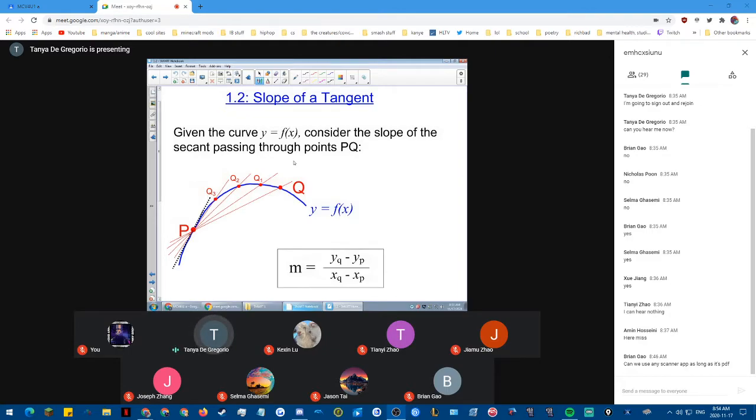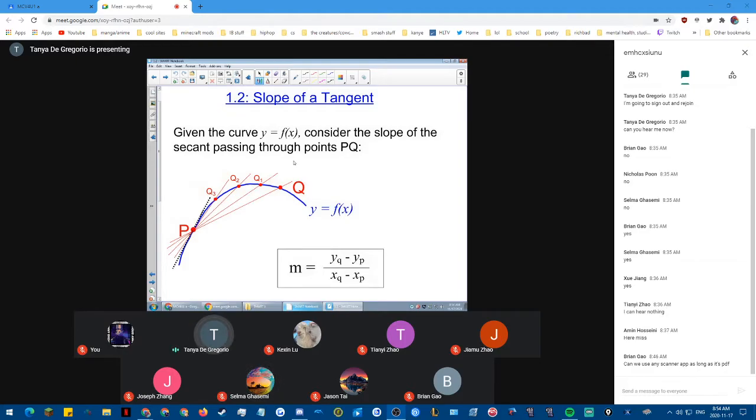Okay, so we're going to talk about slope of a tangent. First of all, what's slope? And you guys at home, feel free to shout out some answers, it's fine. Slope, what is slope? Who can talk to me about slope? Rise over run, is that what you said? Yes. Good. Slope is rise over run.